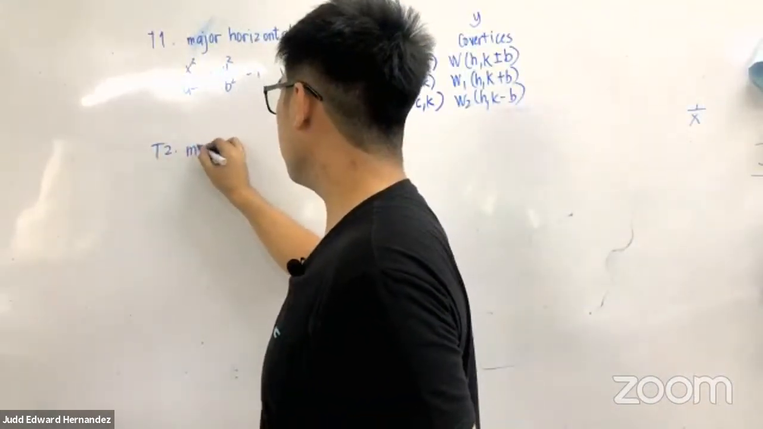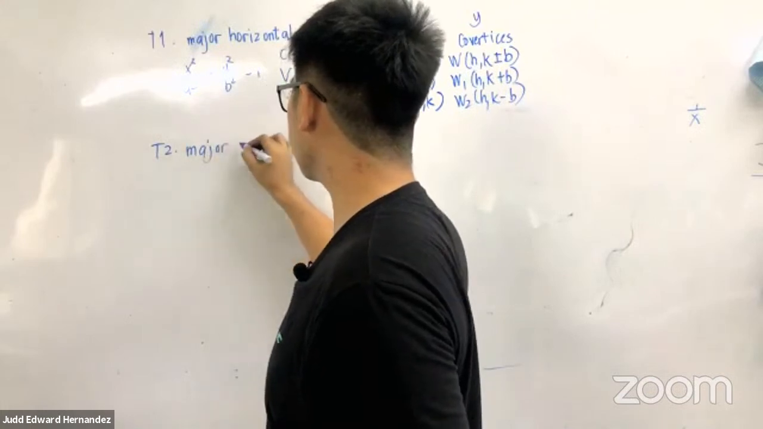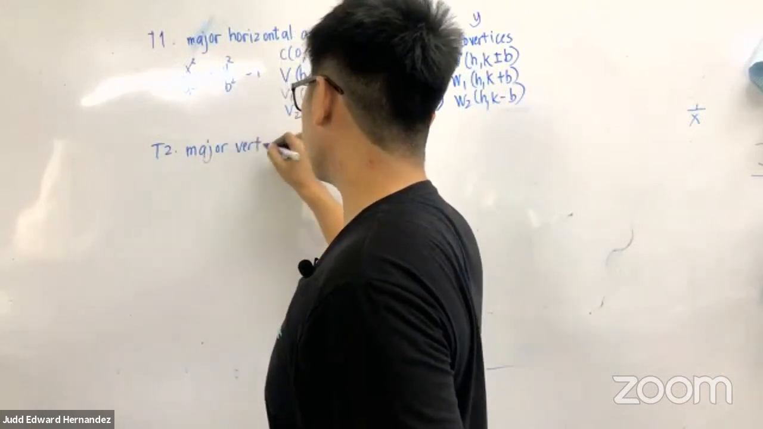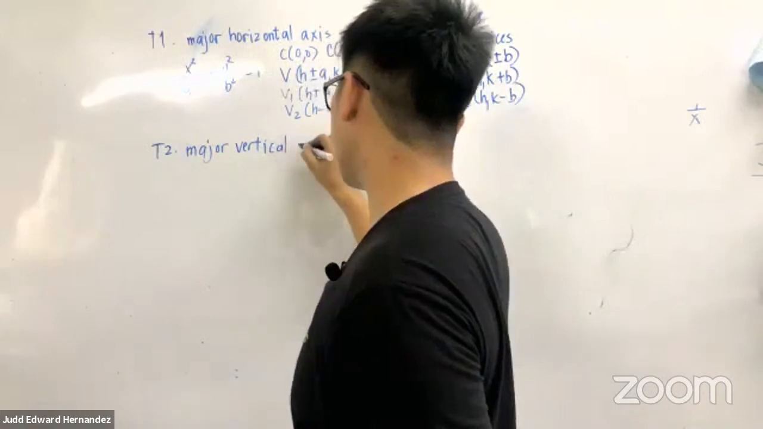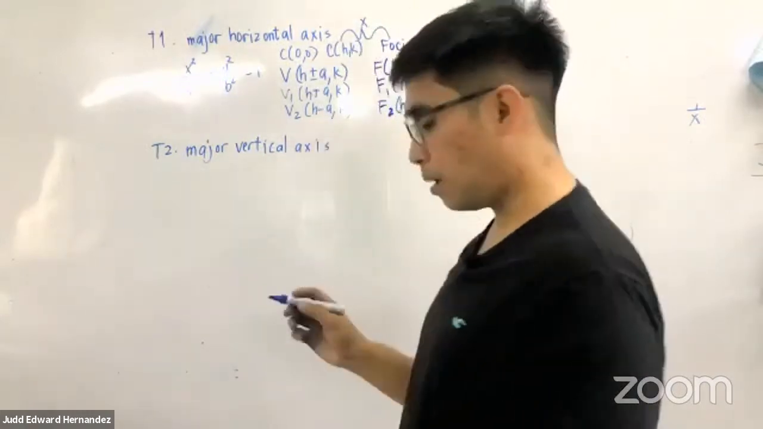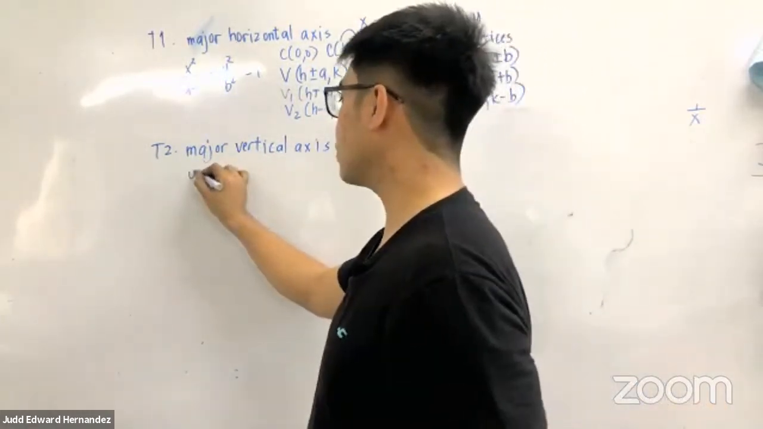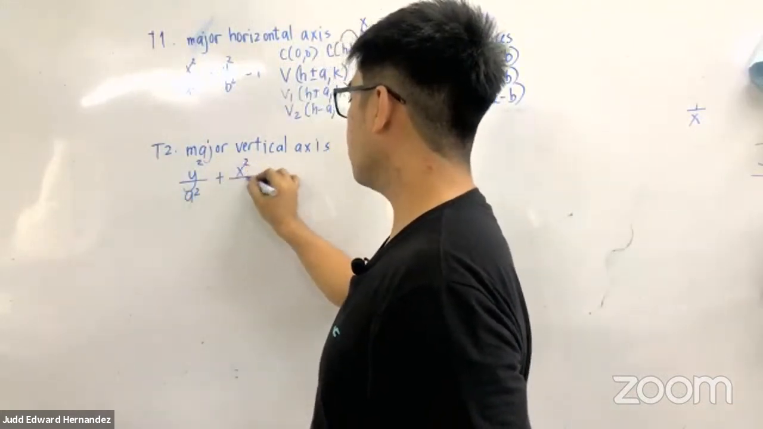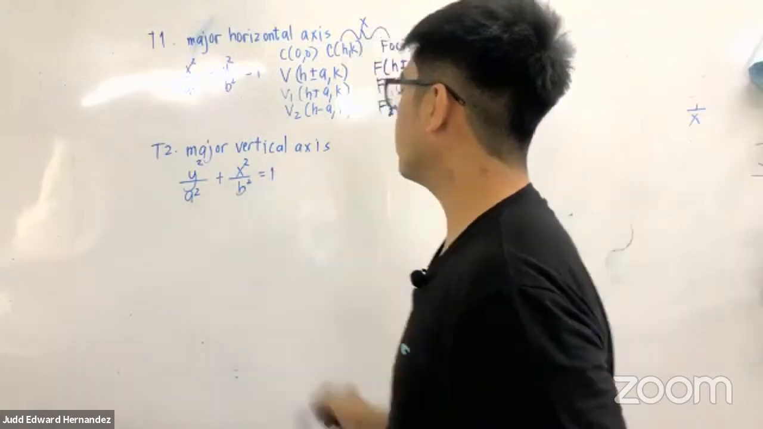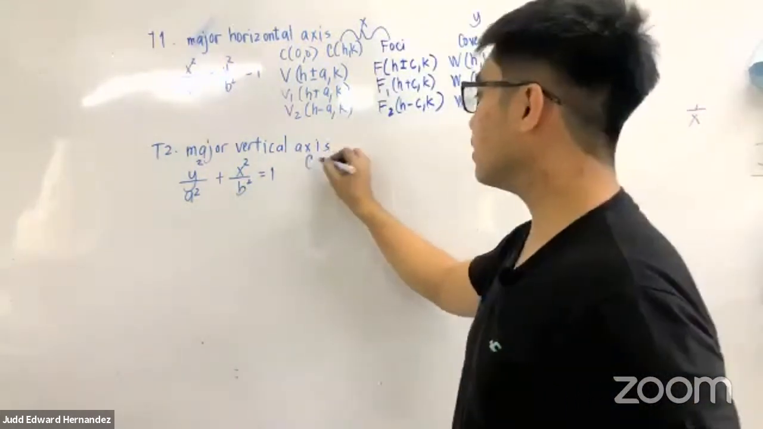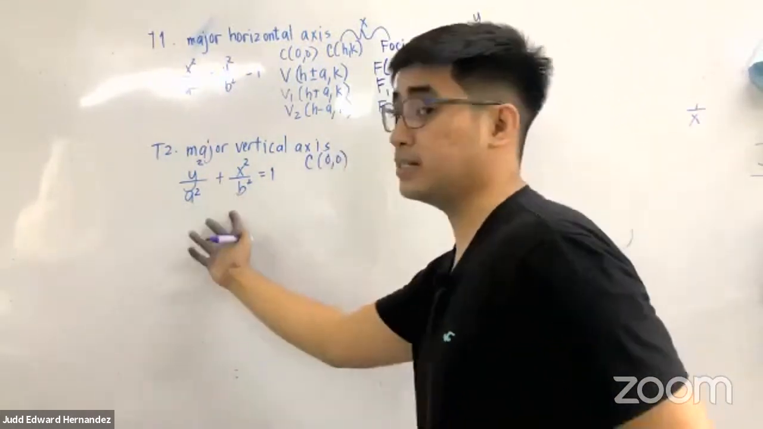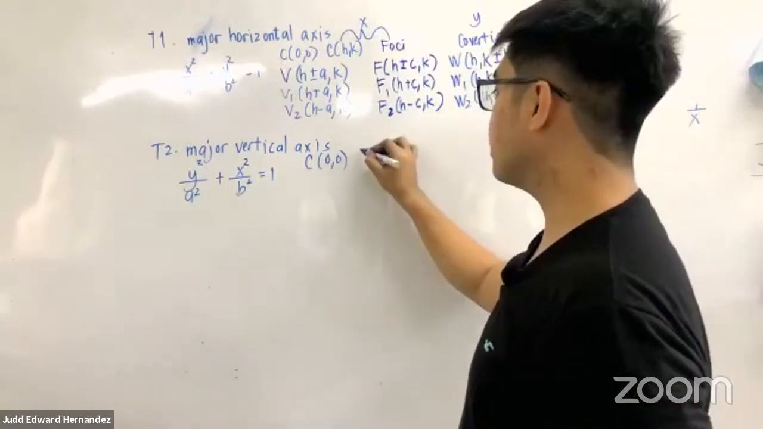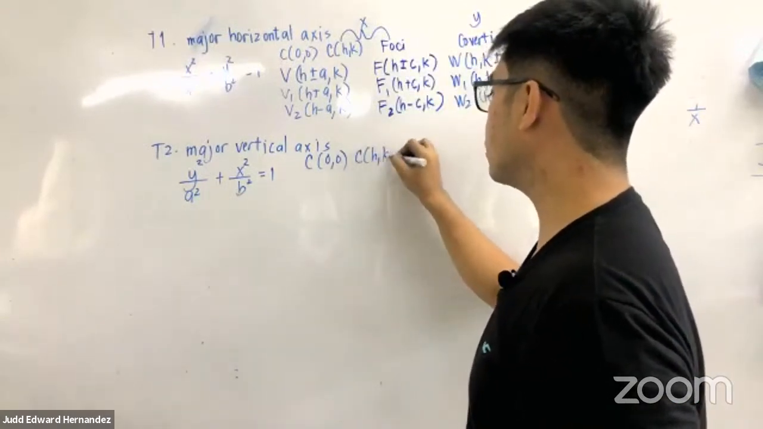For Theorem 2, we have major axis as the vertical axis. So, we have major vertical axis. So, kapag major vertical axis, our equation would be y squared over a squared plus x squared over b squared is equal to 1. Again, the center is located at the origin if this is the case. Therefore, if the center is located at the origin, that is also HK.